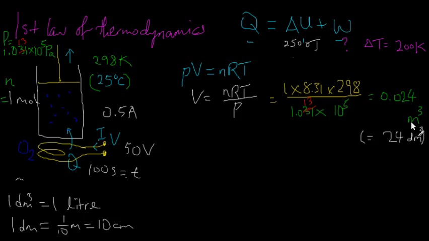So that's what we have in meter cubed, and this is at room temperature, 298 Kelvin. Now next I'm going to do it when the temperature is increased by 200 Kelvin. So this time my new temperature is going to be 298 plus 200, which is 498 Kelvin. That's the temperature of my oven when I want to bake a cake.